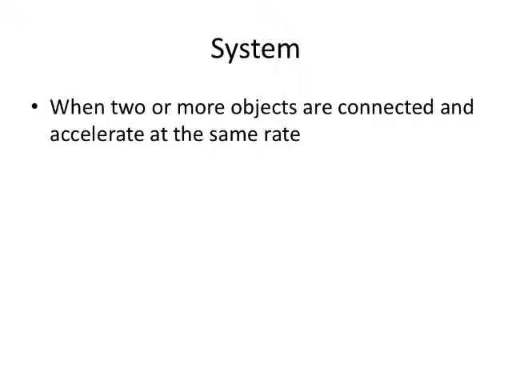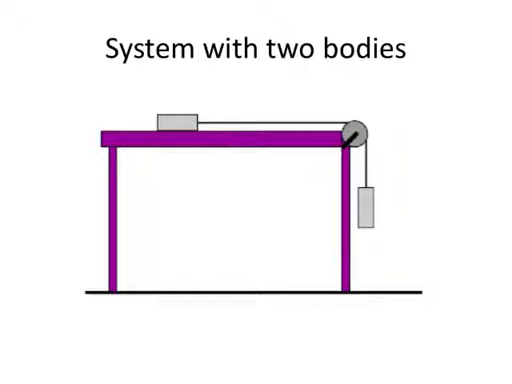Now that we've covered force diagrams, first law and second law, it's time to get into systems. A system is when two or more objects are connected and accelerate at the same rate. So we can have two boxes connected by a string going at 5 meters per second squared. It's how you approach that sort of problem.